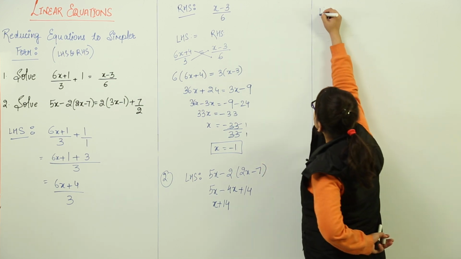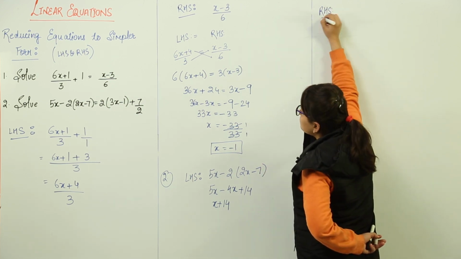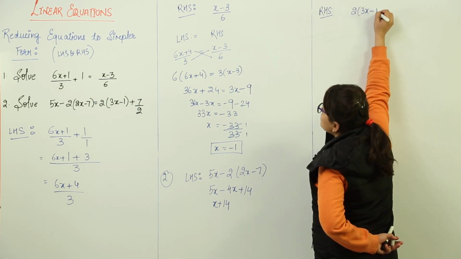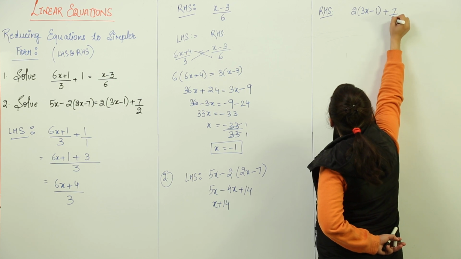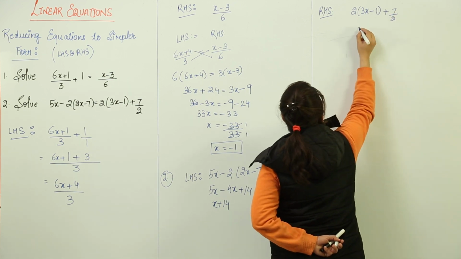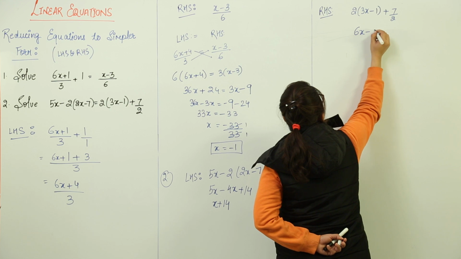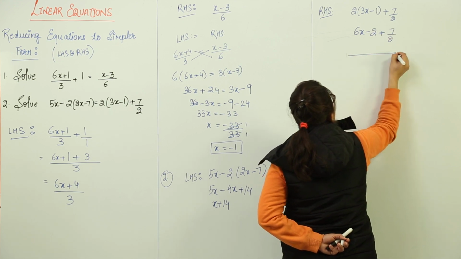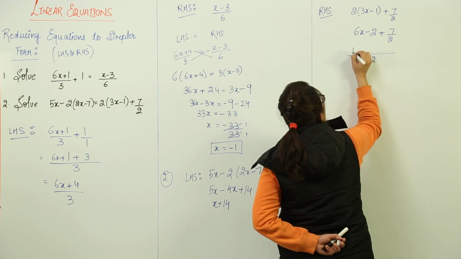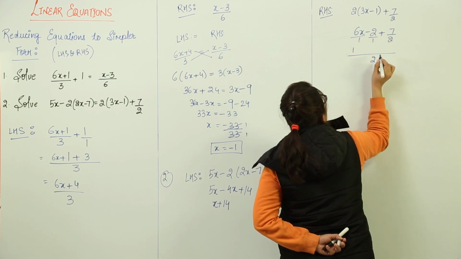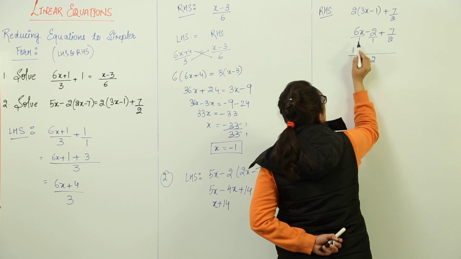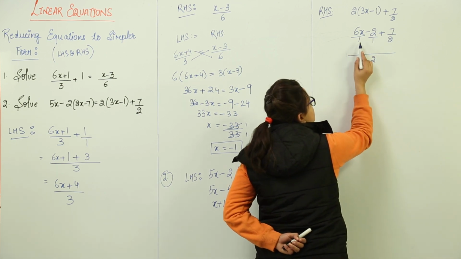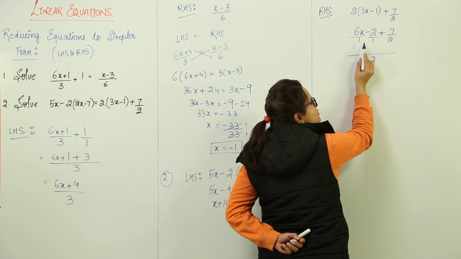The right hand side we will solve this way. The right hand side of the equation is 2 into 3x minus 1 plus 7 upon 2. Now again we will open the brackets first. 6x minus 2 plus 7 upon 2. We take the LCM. What is the LCM? 2. What should we multiply 1 with, so it becomes 2? It should be multiplied with 2 because 1 2s is 2.